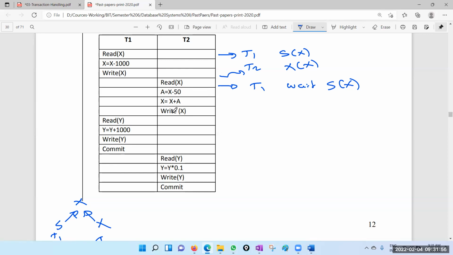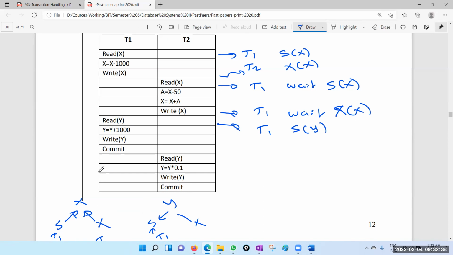Here you can see transaction 2 is waiting for the exclusive lock of X as well. It's waiting for the shared lock and for the exclusive lock. Still you haven't got it. Now transaction 1 is reading Y. No one else has taken Y, so it will acquire it. Y also has a shared lock and an exclusive lock. Transaction 1 will acquire the shared lock of Y.